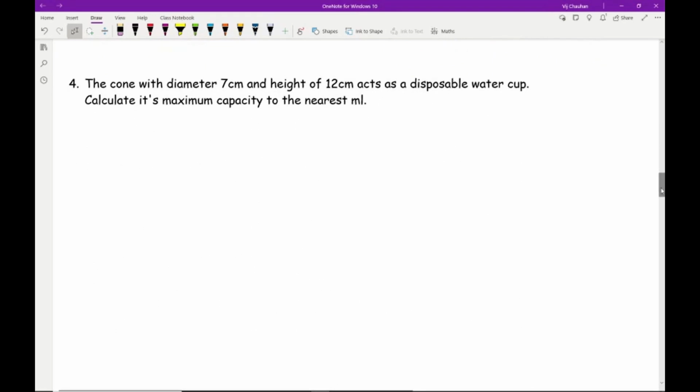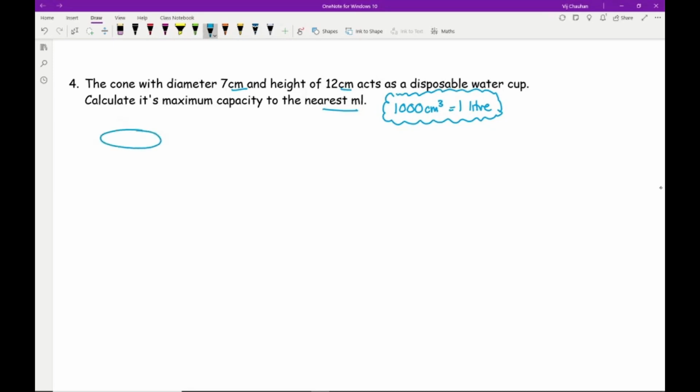Now with question 4, this is where we now introduce capacity, and we're dealing to the nearest millilitre. Now for this, the key thing you need to remember is that 1000 centimetre cubed is the same as 1 litre. Now when I'm working out the volume, because my dimensions are in centimetres, I'm going to end up with centimetre cubed. So to convert that into millilitres, I would then have to use this sort of unit conversion.